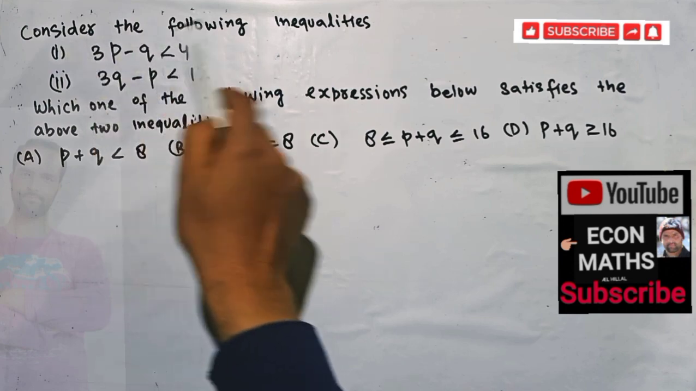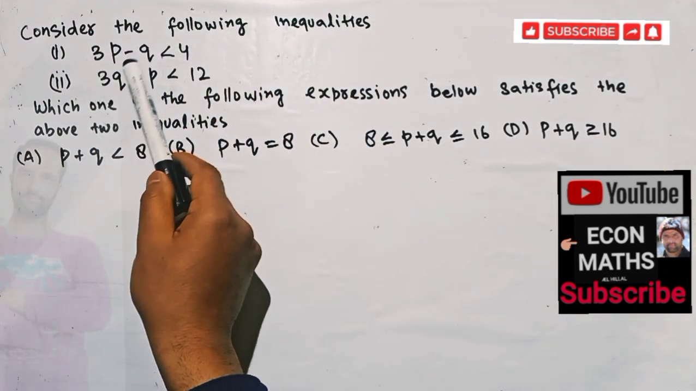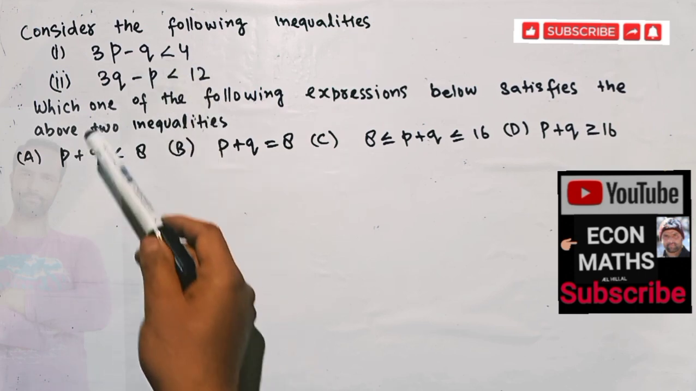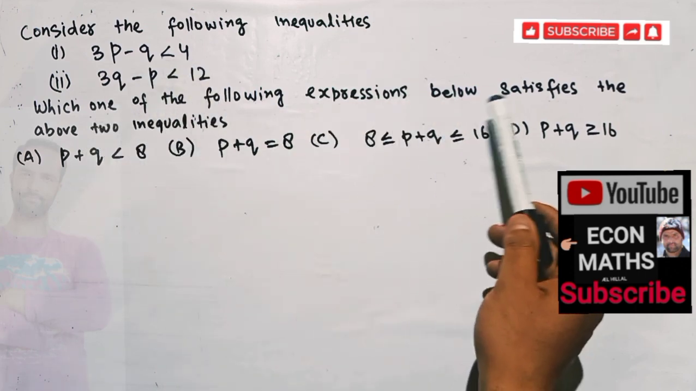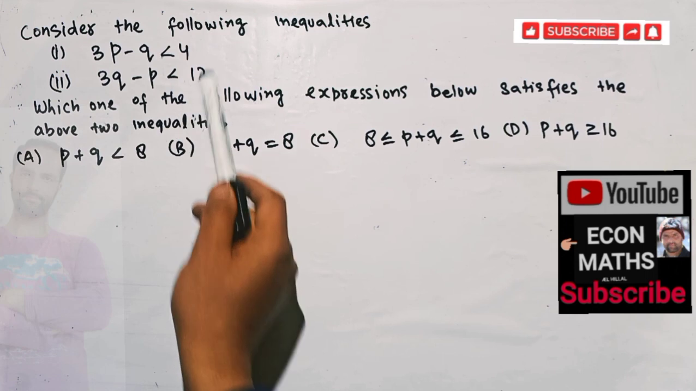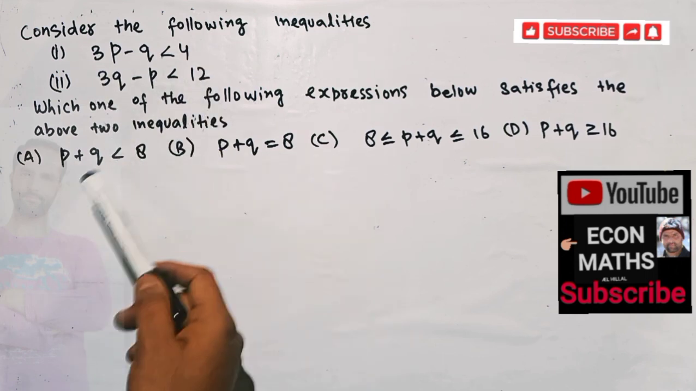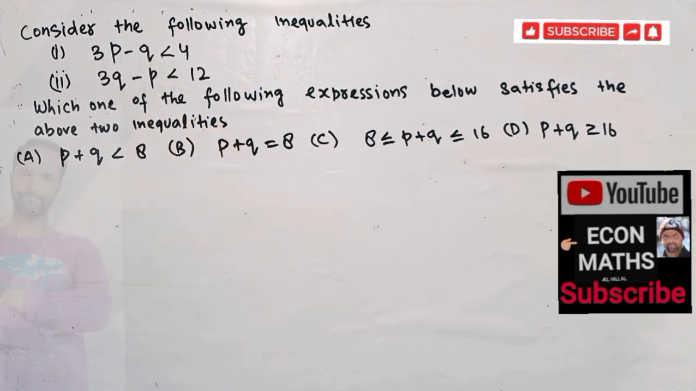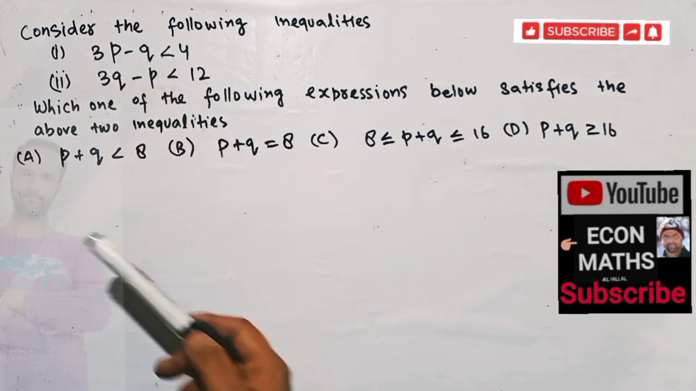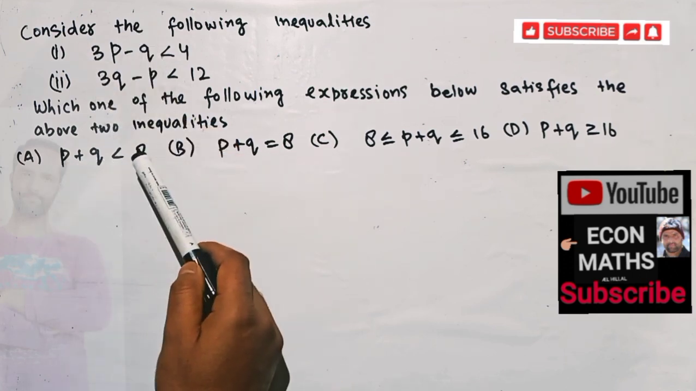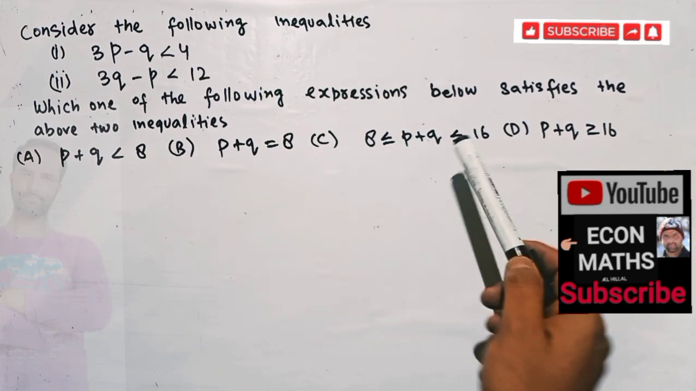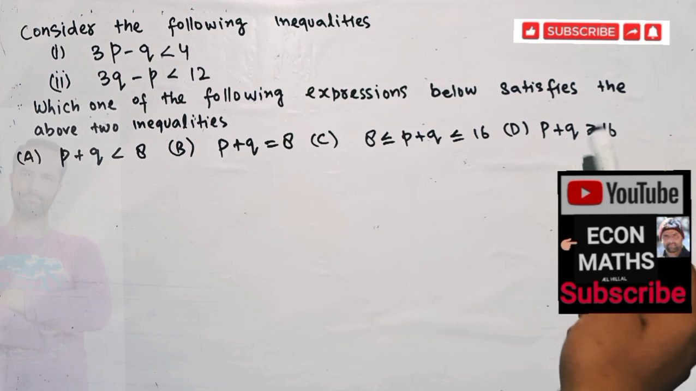Next question is, consider the following inequalities: 3p minus q less than 4 and 3q minus p less than 12. Which one of the following expressions below satisfies the above two inequalities? Okay, so we have to see which of these expressions actually satisfy these two inequations. So p plus q less than 8, p plus q is equal to 8, 8 is less or equal to p plus q less or equal to 16, or p plus q is 16.